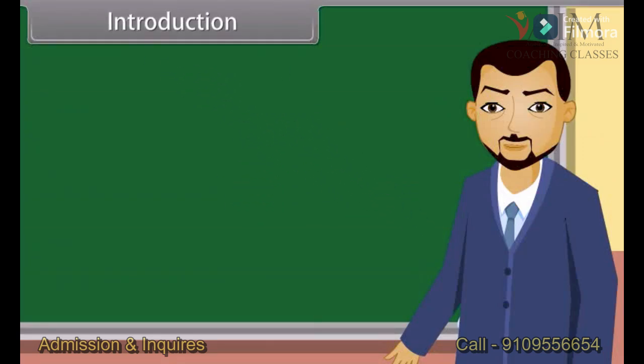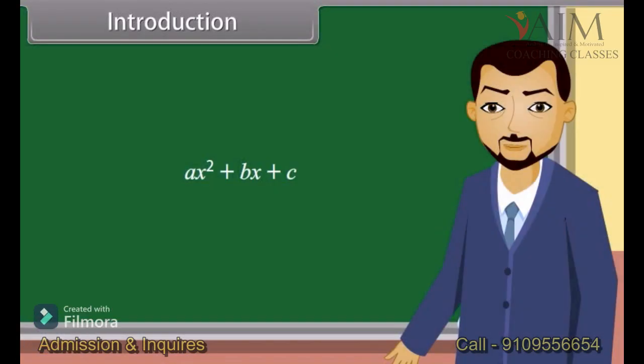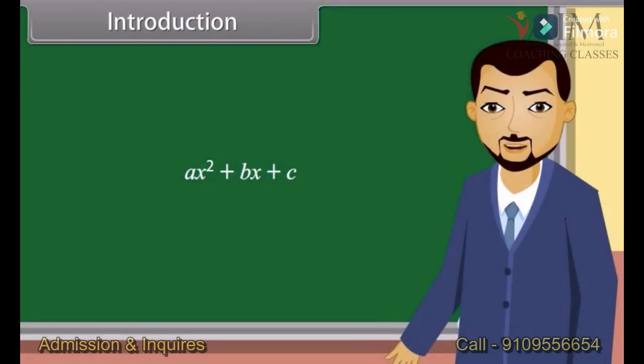Introduction. Students, do you know what polynomials are? Polynomial is an expression of more than two algebraic terms. And can you tell which type of polynomial is this? Is it quadratic polynomial, sir? Correct. This is a quadratic polynomial. When we equate this polynomial to 0, we get a quadratic equation. Today we will learn about quadratic equations.